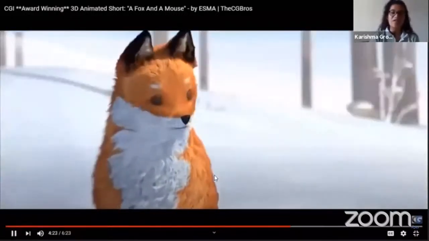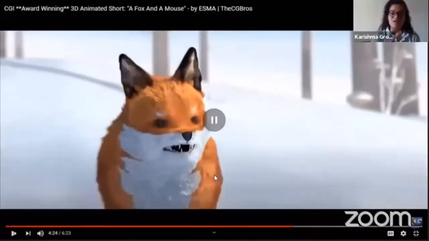So he decided to run. And the fox stepped on his tail and did not let him go. Can you see how scared he looks? And he waited. And look at the gentle expression on that fox's face at that time.